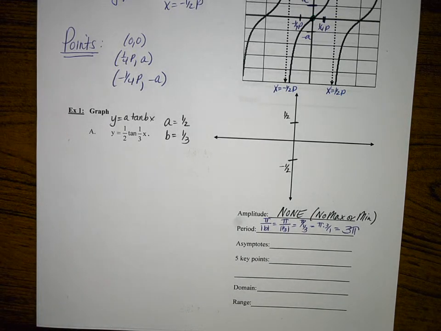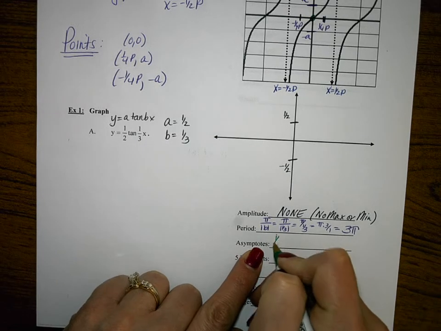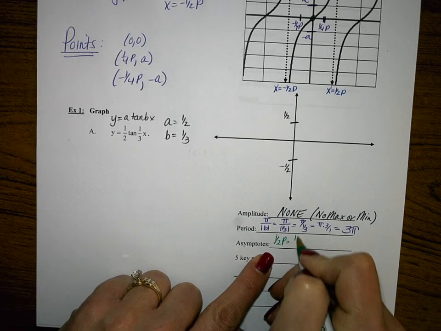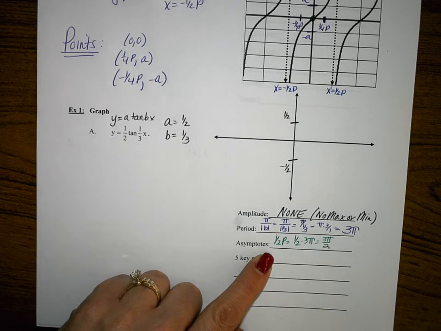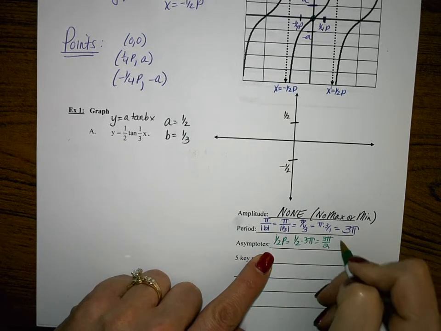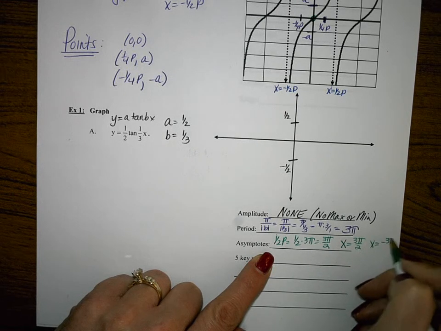No. For tangent, your period does not get drawn on the graph, but the period helps me to find the vertical asymptotes, because those vertical asymptotes are at 1/2 of the period. So if I take 1/2 of 3 pi, I get 3 pi over 2. So I know that my vertical asymptotes will be at x equals positive 3 pi over 2 and x equals negative 3 pi over 2.